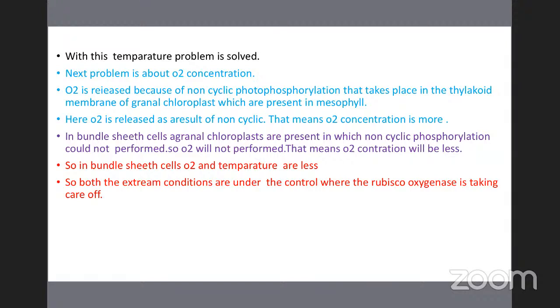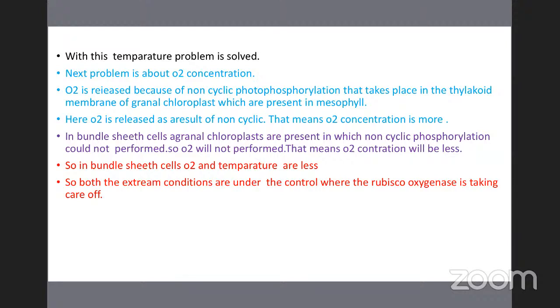Then the second reason or second problem is about the oxygen concentration. This oxygen is released because of non-cyclic photophosphorylation that takes place in the thylakoid membrane of granal chloroplasts, which are present in mesophyll. That means in mesophyll cells, by performing this non-cyclic photophosphorylation, oxygen concentration gradually increases. O2 is released as a result of non-cyclic photophosphorylation, and as a result O2 concentration gradually increases.